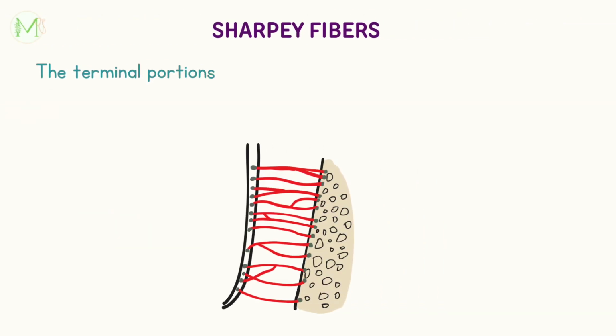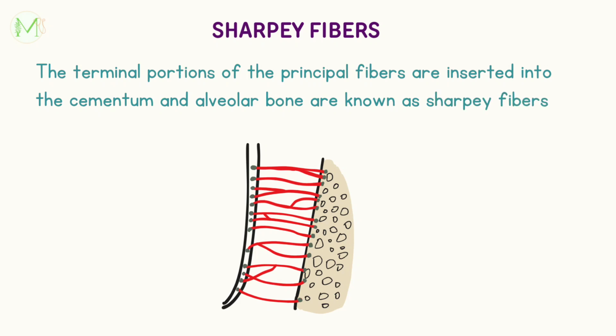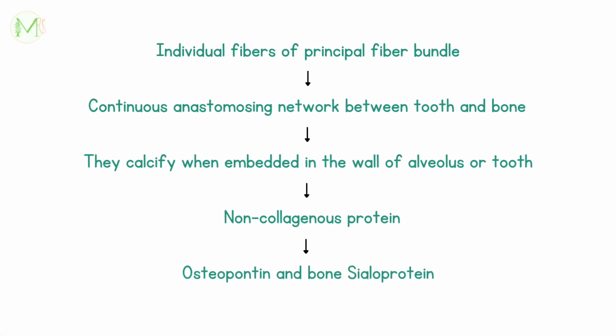An important MCQ and Viva question here is Sharpey fibers. These principal fibers of the PDL extend and get inserted into the cementum and bone on either side. The terminal portions of the principal fibers that are inserted into the cementum and bone are termed Sharpey fibers. Now consider the principal fiber as a bundle, and they have individual fibers within them. These individual fibers form a continuous anastomosing network between tooth and bone.